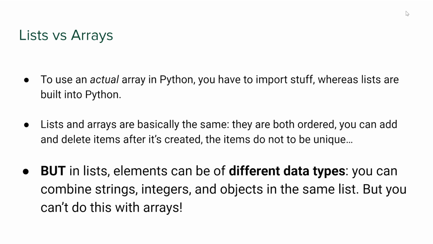I can only store apples, bananas, pears, and then for the 5, 10, 15, I probably have to create a new array, okay? So that's a really, really important benefit to using lists, and that's why it's built into Python, because it's just easier to use.